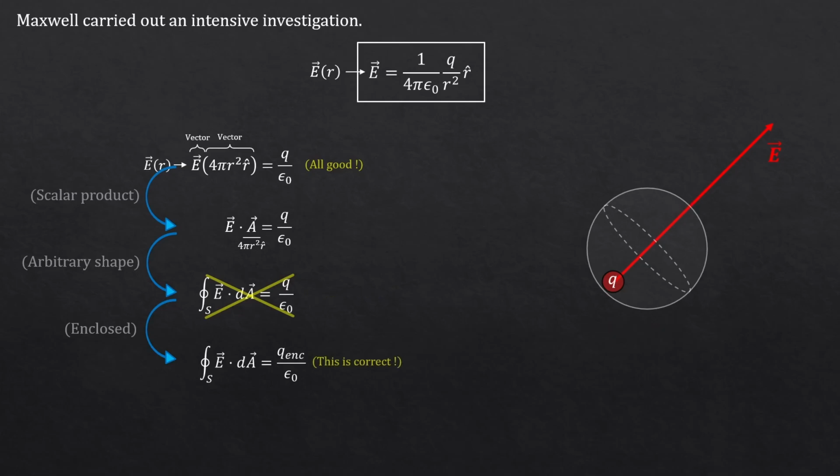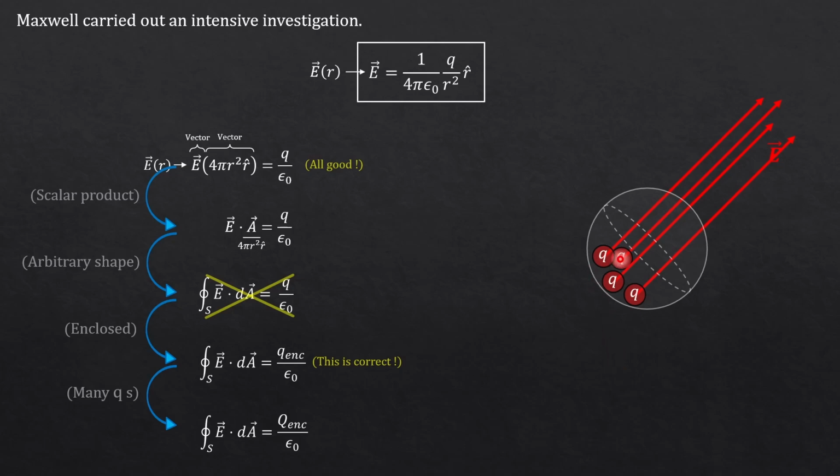Now, lastly, let's generalize this equation. If we have many charges, I'll use the capital Q, does this equation still work? So as you can see here, we have 4 charges inside. The integral will tell us that there are 4 electric field lines exiting, and there are 4 Qs in total that are enclosed. So 4 lines, 4 Qs. It's consistent. This is some cool math.